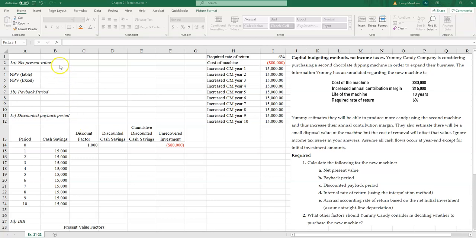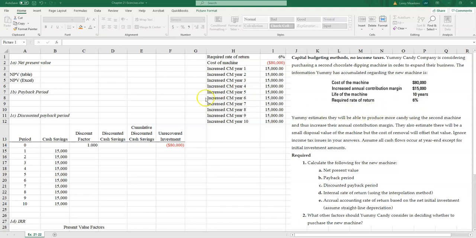Now remember, the net present value is simply going to be taking into account the time value of money in determining whether this investment is going to be profitable or not. It does not tell us the actual rate of return being earned, but the net present value will let us know if we are at least earning our required rate of return, which is 6%.